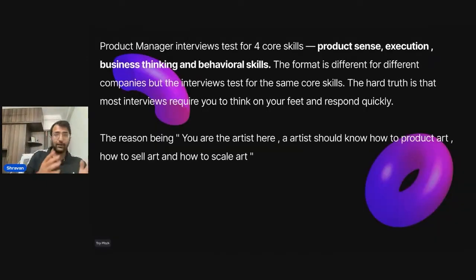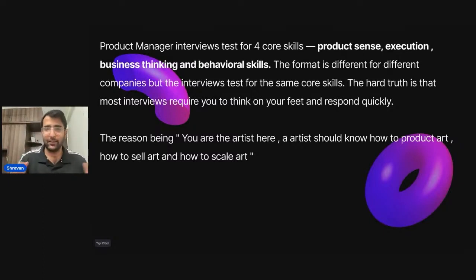कोई भी PM interview, any PM interview fundamentally tests you for 4 skills. The first skill is called product sense. The second skill is called product execution. The third skill is called business thinking or business model thinking in general. And the last skill is called behavioral skills or communication skills. The format is very different across companies, but the core skills are essentially the same.